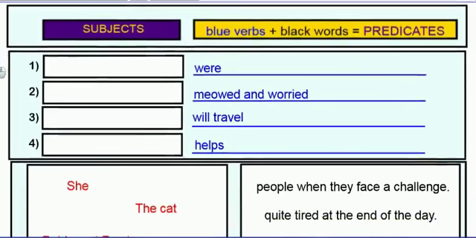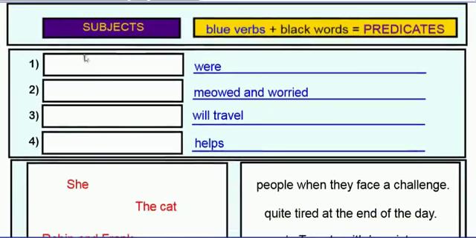All right, so in this little exercise, remember all the subjects are going to be on the left, and then all the predicates will be on the right, and the predicates will have verbs, right? Here in blue, I've got 4 verbs. Were, then I've got actually 2 here because you could do 2 things, meowed and worried. I've got a future tense verb here, will travel, then a present tense verb, helps. So something helps or someone helps, not sure, we'll figure it out. And then we'll be adding some black words. So again, all the subjects will be on the left, and then the predicates, everything that makes up the predicates, the verbs, and then the other words, will be on the right.